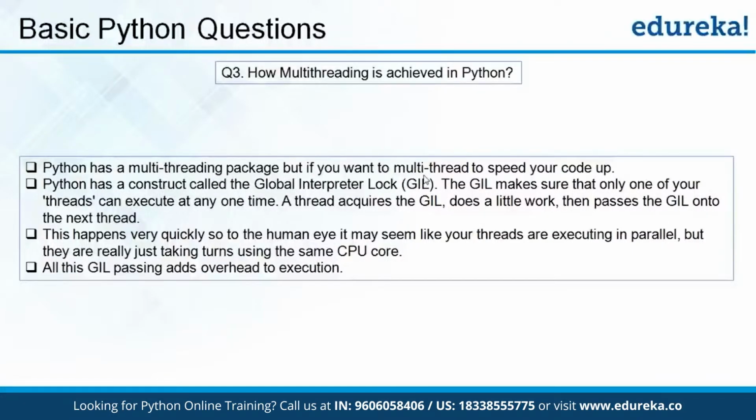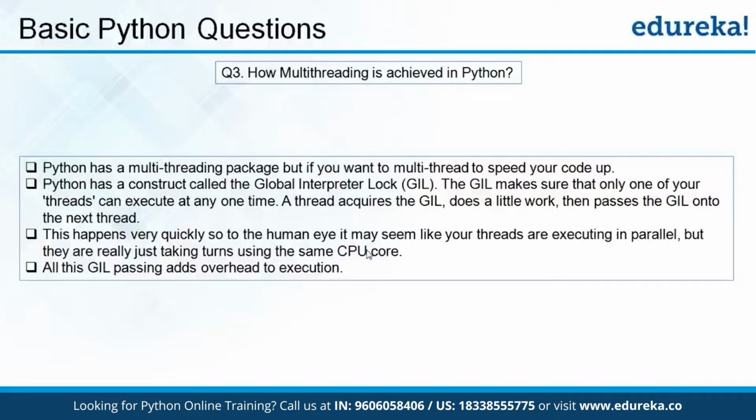The GIL is a global interpreter lock which makes sure that only one thread can execute at a certain point of time in Python. So what happens is that the thread acquires the GIL, completes the work and moves on to the next thread. You've created multiple threads using the threading package, and it moves from one thread to the other so that it seems as if it is executing in parallel. But what is actually happening is it is taking turns using the CPU core. It looks like it is executing faster, but not necessarily all the time.